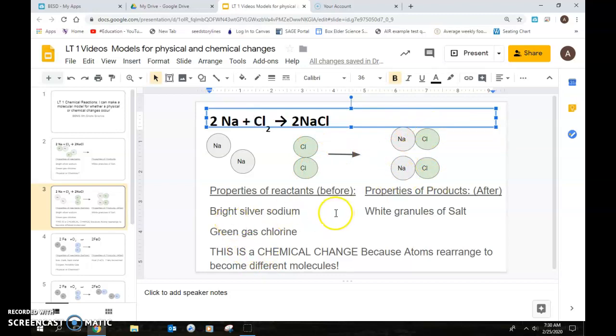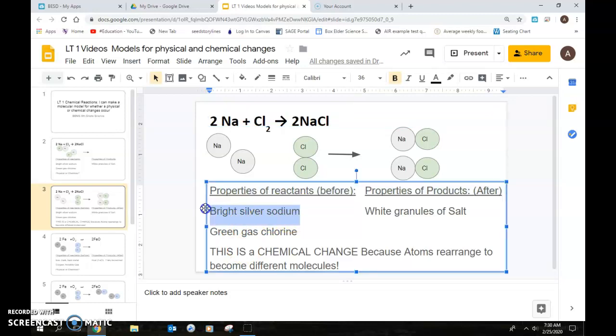So what happened? Are the properties different? Yes. The bright silver sodium is now a white granule of salt, and the green gas of chlorine also contributes to being a white granule of salt. So this is a chemical change because the atoms rearranged to become different molecules.